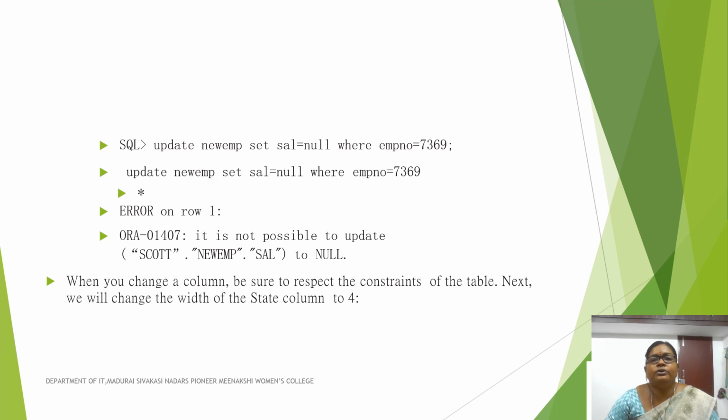When you try to set salary equal to null, it shows an error because I created a constraint for that. I'm never allowing null for the salary column. That is why it shows an error message like this: it is not possible to update to null.